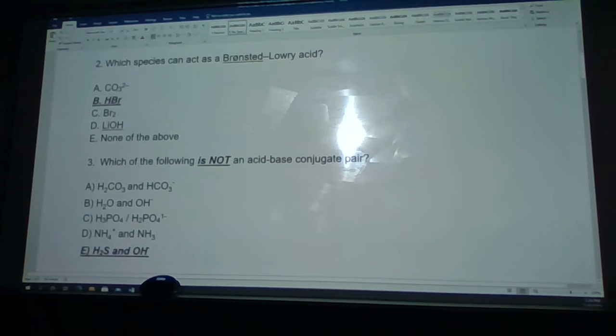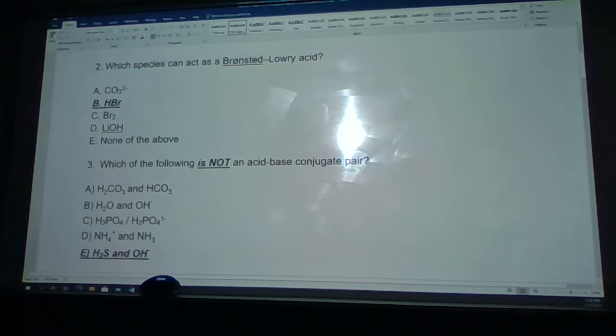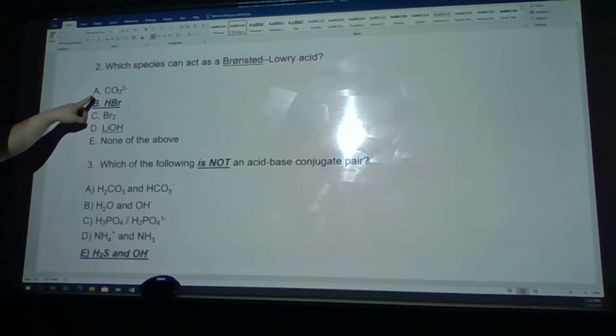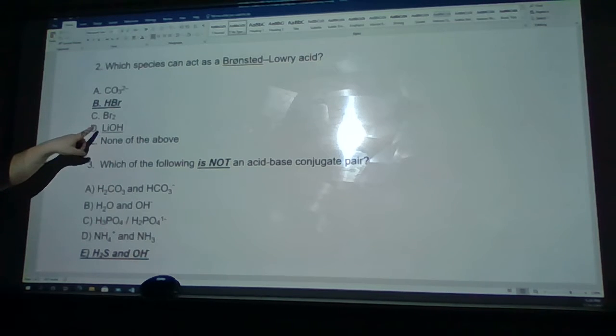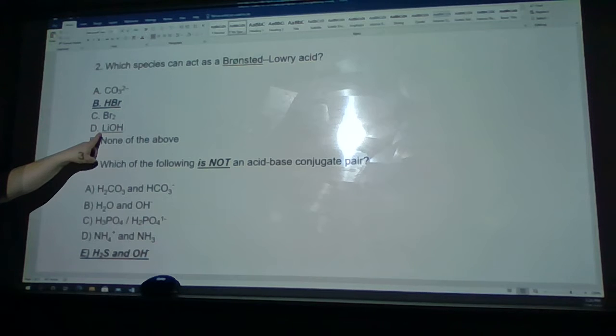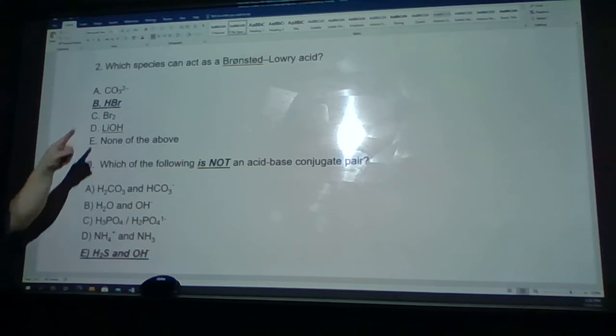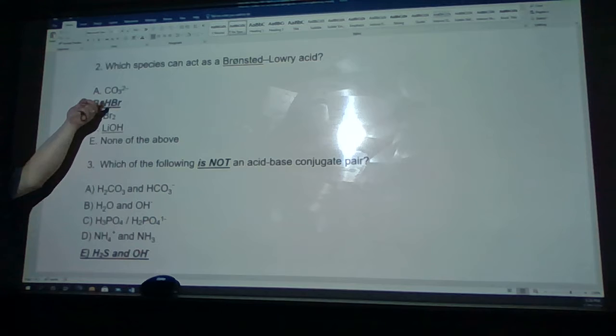Number 2, which species can act as a Brønsted-Lowry acid? Brønsted-Lowry acids are those things that have an ionizable hydrogen. Therefore, they have to have hydrogen as the first element in the formula, and they have to be a neutral species. Hydrogen in there anywhere? No. Hydrogen in here anywhere? No. Hydrogen here, yes, but is it the first element in the formula? No. Only one here that has the hydrogen in the formula, first listed, neutral compound: HBr.